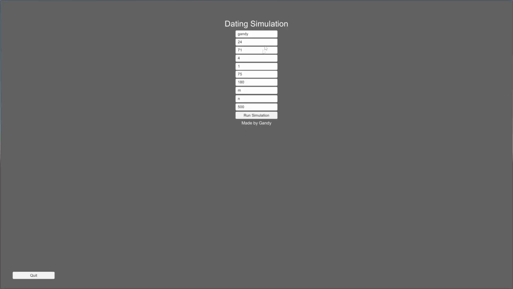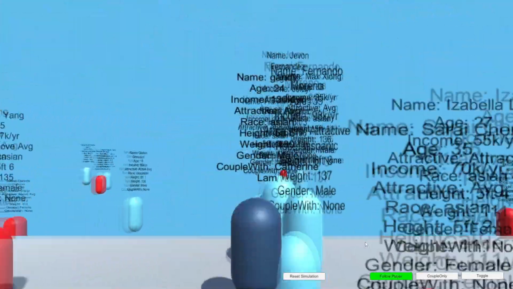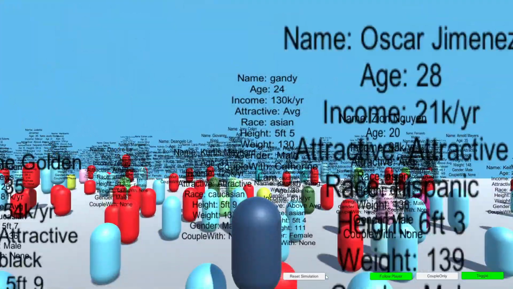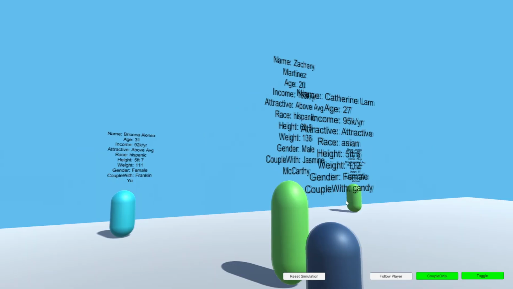So let's reset the simulation. Let's see, what if we were rich, but our appearance was not that good. This is totally not copium, by the way. I'm not doing this for myself. This is just for experimentation purposes. Let's follow. And it turns out I already found a person.